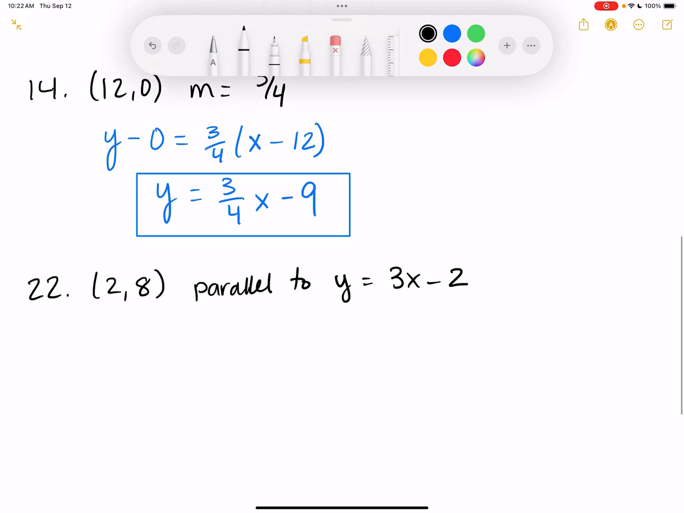Alright, what is the slope of the parallel line? 3. So slope's going to be 3, so then what is my equation of the line? Y equals 3x plus 8. Wrong. No. Slope point form. Never mind. I don't want to do this one. Y minus 8 equals 3x minus 2.